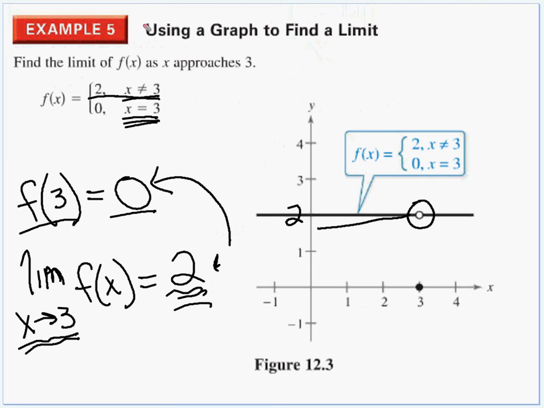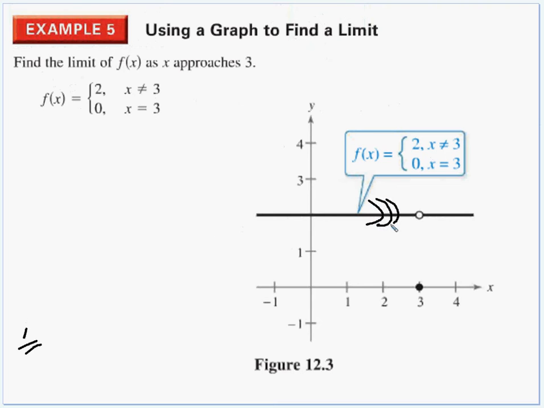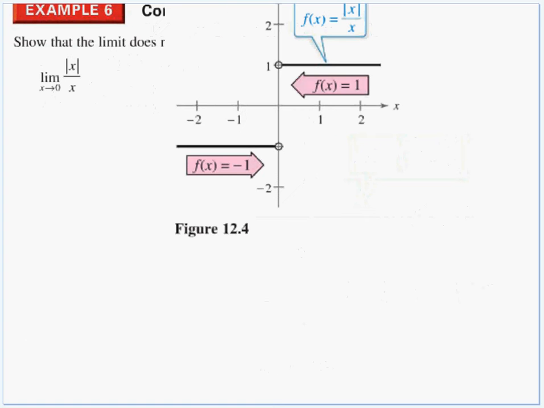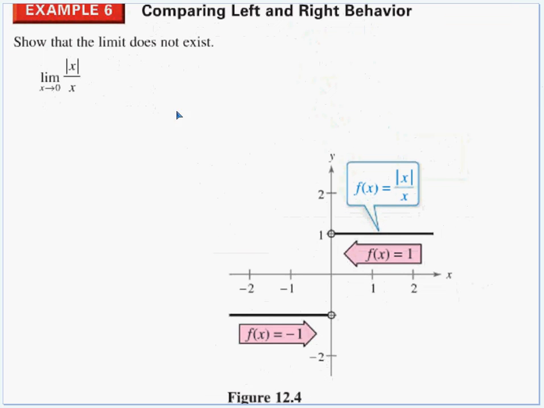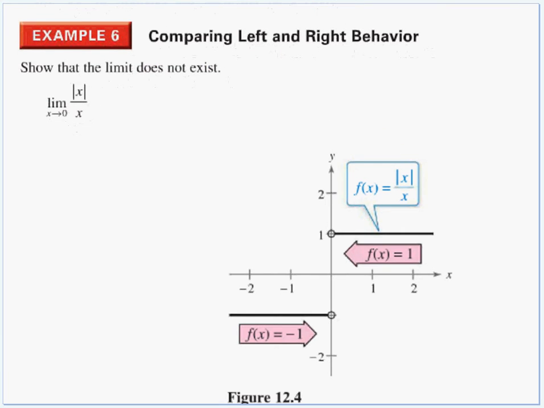If I compare that to here, as we approached from the left side, our height was 2. As we approached from the right side, our height was also 2. So since we're approaching the same hole from both sides, we can just make that one limit and say that limit is equal to 2. So first reason of 3 why a limit does not exist: different left and right hand behavior. We're approaching two different numbers.